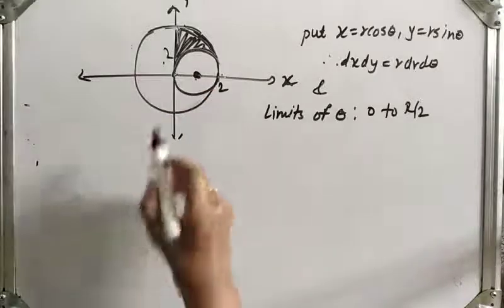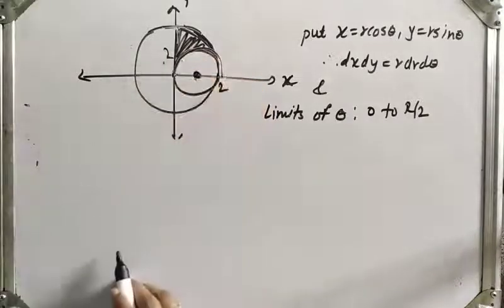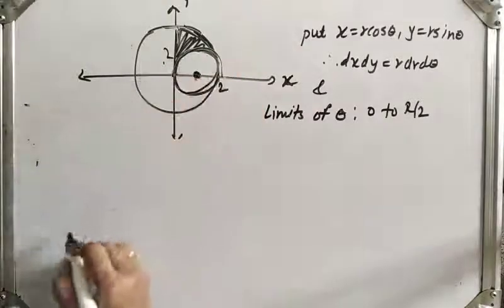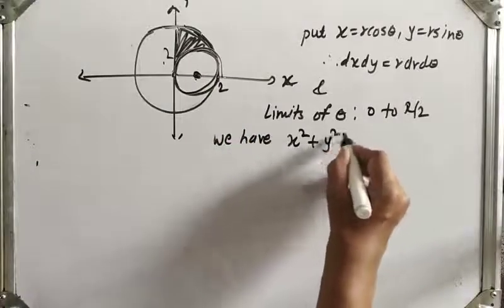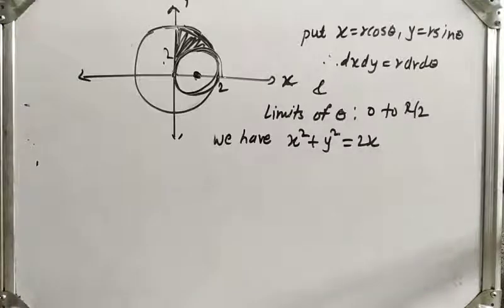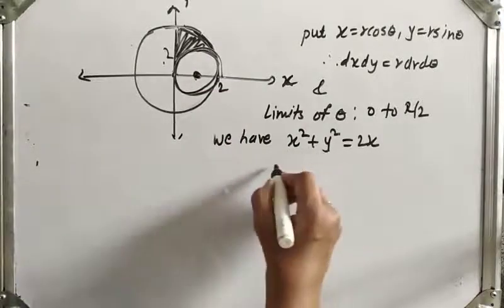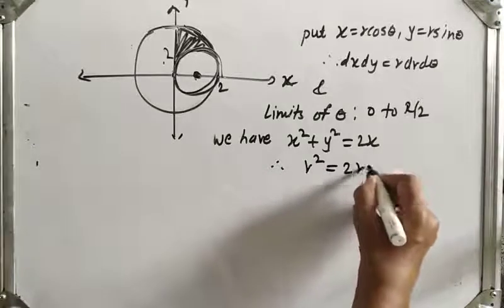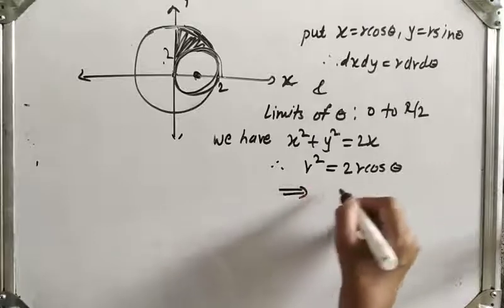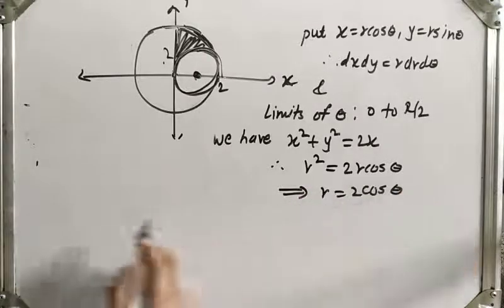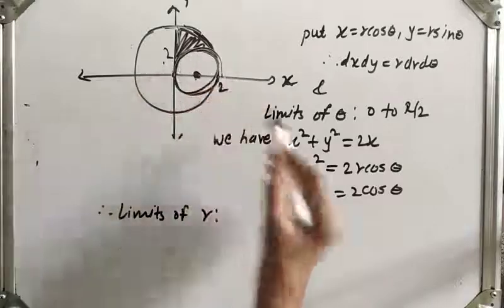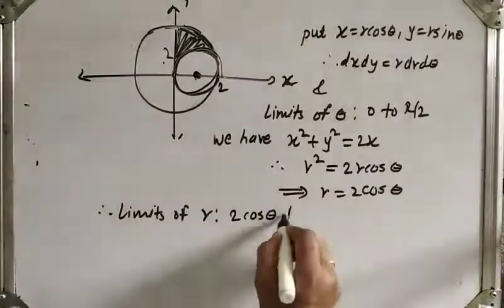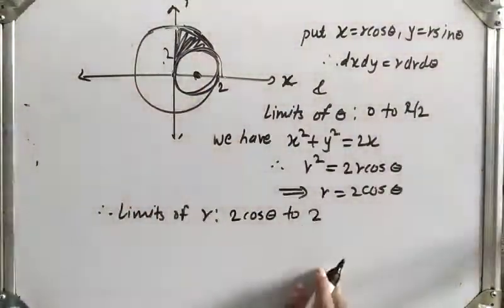What about the lower limit? The equation of this inner circle is x² + y² = 2x. Since x² + y² is r² and x is r cos θ, r² = 2r cos θ, so r cancels and r = 2 cos θ. Therefore the lower limit of r is 2 cos θ, and the upper limit of r is 2.